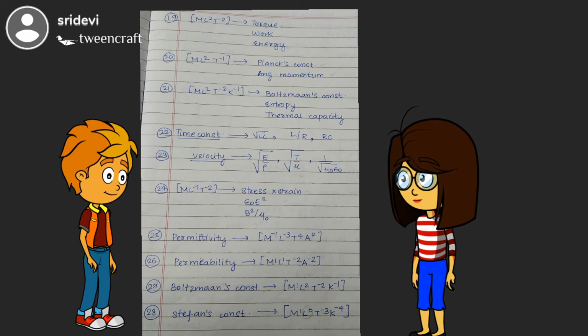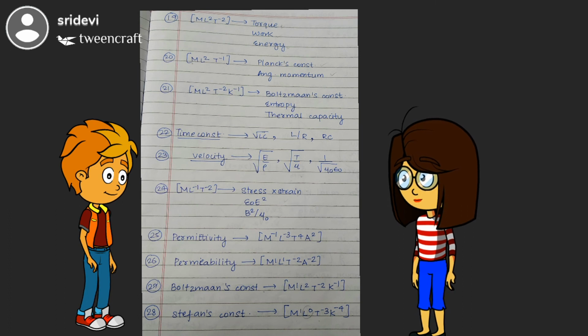Velocity also has various formulas like root of E by rho, root of T by mu and 1 by root of mu naught epsilon naught. Stress, strain energy density, epsilon naught E square or B square by mu naught all have the same dimension, that is M L to the power minus 1 T to the power minus 2. Permittivity has dimension M to the power minus 1, L to the power minus 3, T to the power 4 and A to the power 2.